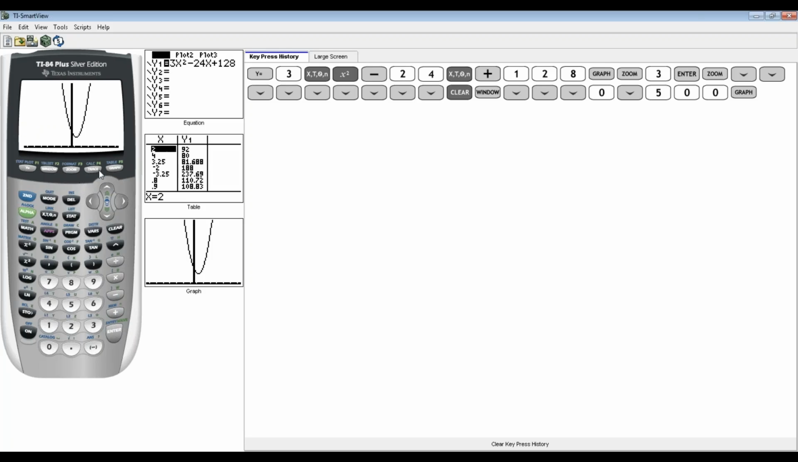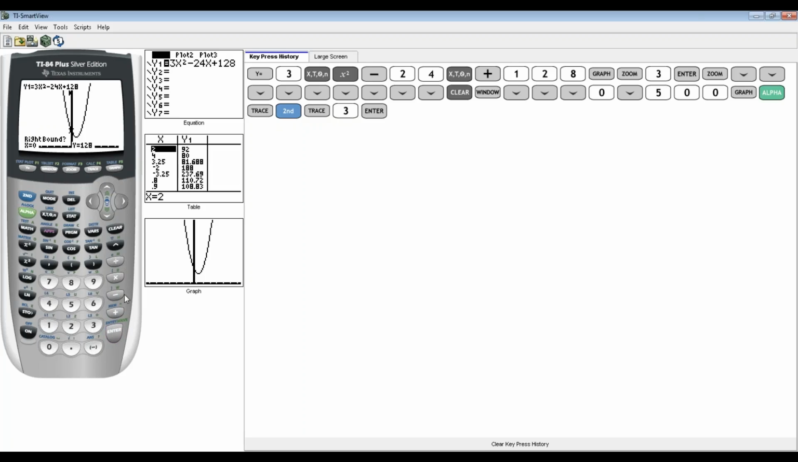So to find the minimum, we're going to go to second, calculate, okay? So we want to choose the minimum, so that's option 3. And so it's asking you to set your boundary. So left bound, you see where it's flashing. I see my minimum is right here, the vertex, the bottom of my graph.